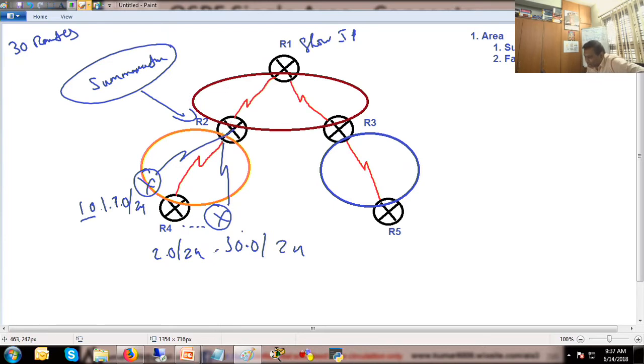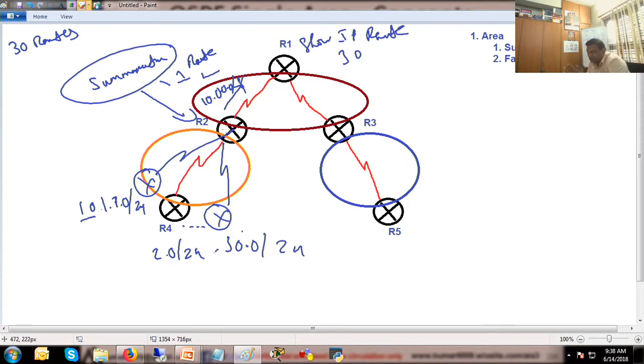I will do summarization in R2 and I will say, instead of 30 routes, I will send only one route. What will I say? Anybody who wants to go to the 10 dot network, please send to me. Who will tell this? R2 is telling R1, whoever wants to go to the 10 dot network, please send to me. Now if I check, how many routes will be there? Only one. It was 30 routes.